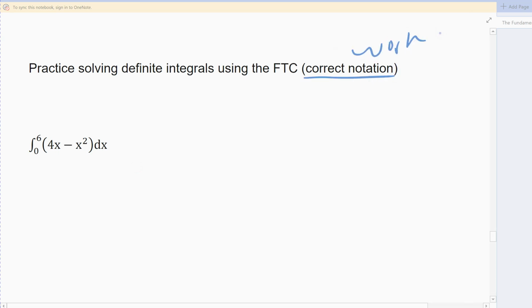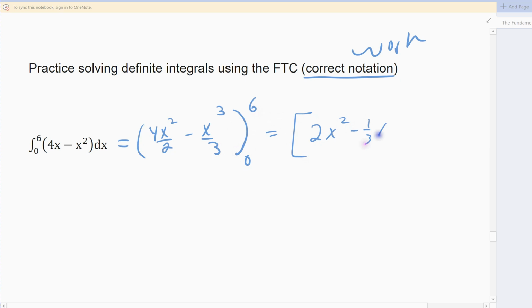First thing you always write down is the general antiderivative. And so in this case, it's going to be 4x squared divided by 2 minus 2x minus 2, minus x cubed divided by 3. Again, not done yet. I still have to take care of the 0 and the 6. Which again, if you want to rewrite that, simplify, that's 2x squared minus 1/3 x cubed from 0 to 6.